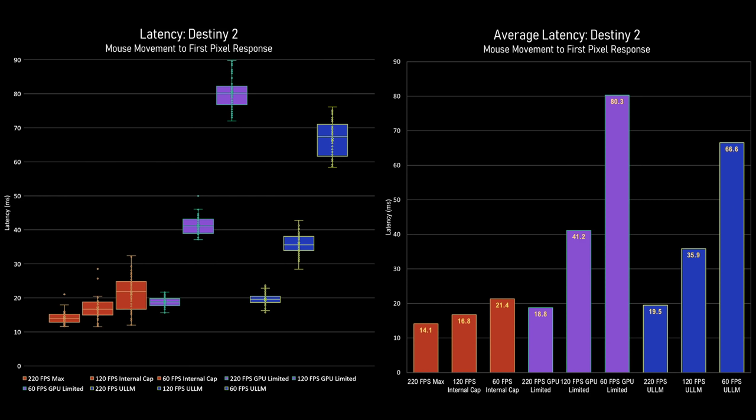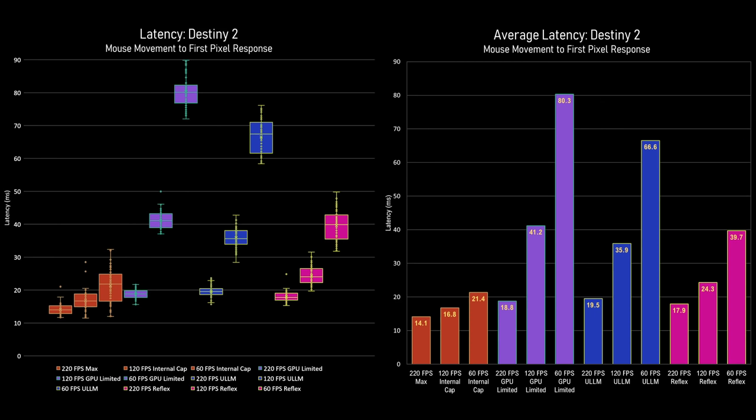At 220fps, ULLM doesn't make much difference, maybe even a skosh worse. At 120fps, ULLM drops the lag from 41.2 milliseconds down to 35.9. Okay, that is an improvement. And at 60fps, ULLM drops the lag from that crazy 80.3 milliseconds down to 66.6. That's a good improvement for a driver-based frame control. But still, playing Destiny 2 at 2560x1440 at 60fps with 67 milliseconds of lag every time you move the mouse doesn't feel great. But what about Reflex?